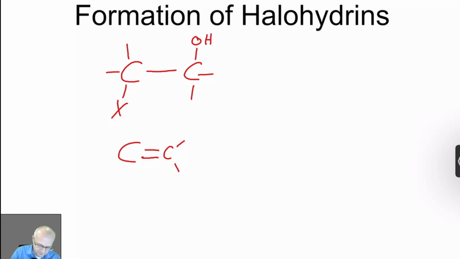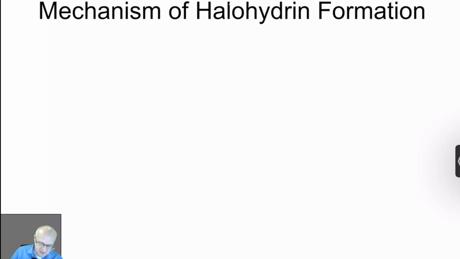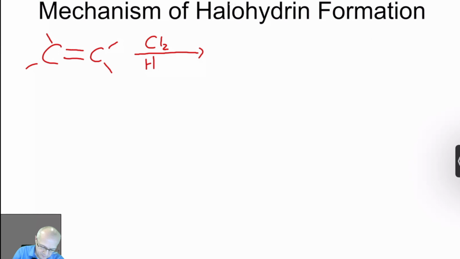Take an alkene plus your halogen in the presence of water, and you will get a halohydrin. Just like that. So let's take a look at the mechanism of that. And let's do chlorohydrin. All right, no problem.